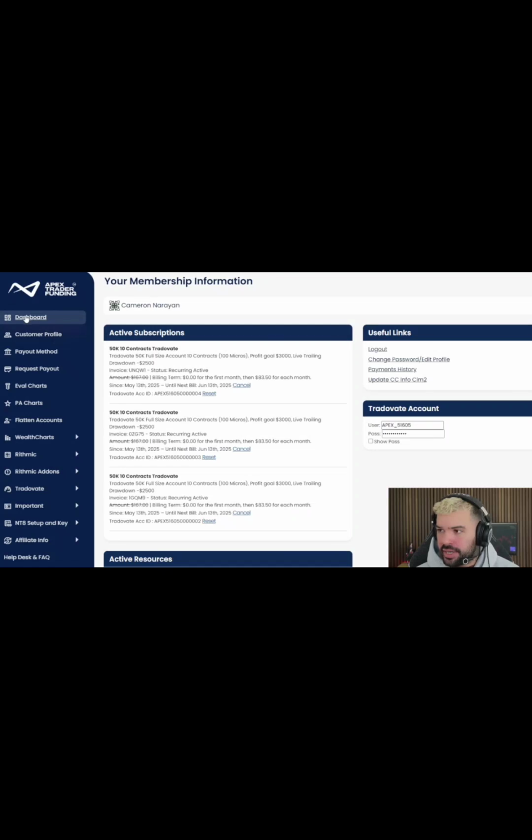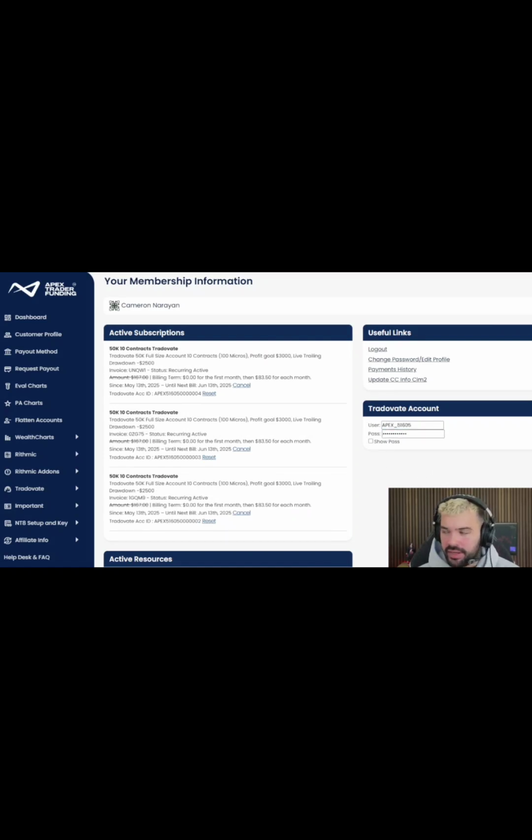dashboard, sign into your Apex account, click dashboard. And then over here, you're going to have your username. This is for your Tradovate account. It's going to give you your credentials, your username and your password. What you're going to want to do, I'm not going to do it now, but you're going to want to click the show pass checkbox, so it'll show you your password. And from that point, you copy and paste your username and password into Tradovate.